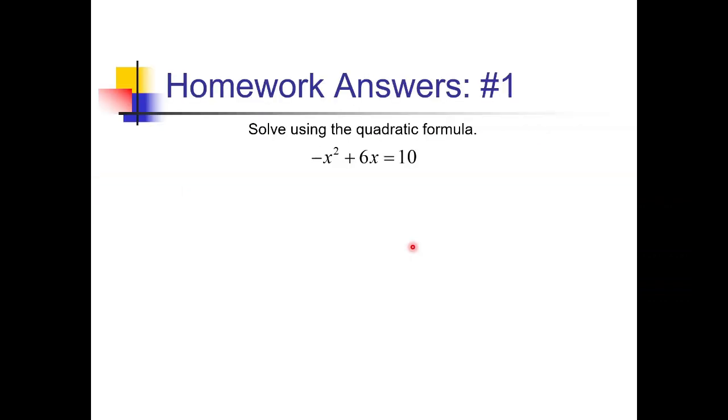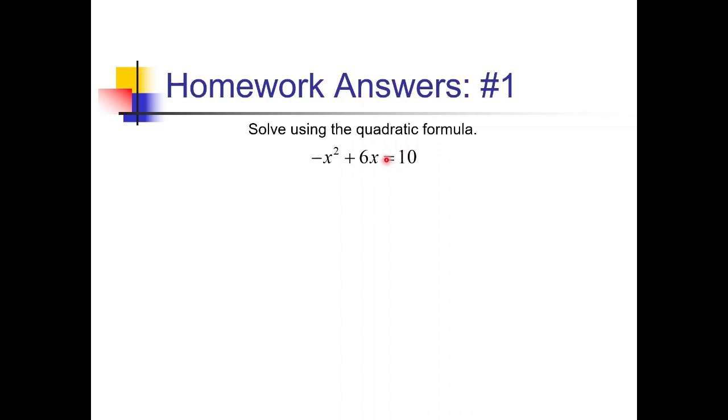For this problem, they want us to solve this using the quadratic formula. So let's start by getting this in standard form, which means we have decreasing order of exponents and 0 on one side. Now there's two ways to do this. The fastest way would be to just subtract 10 over to the left side.